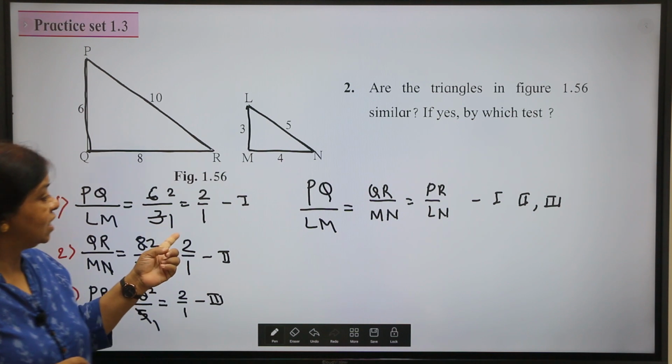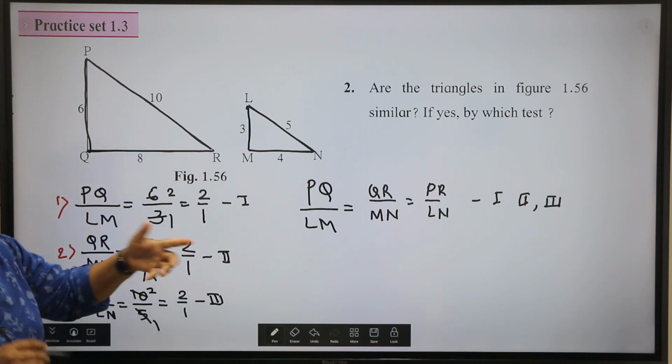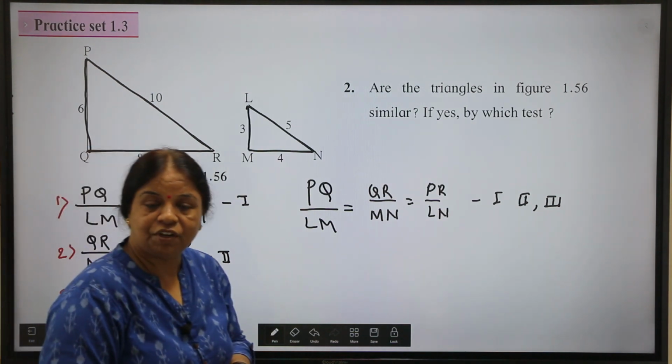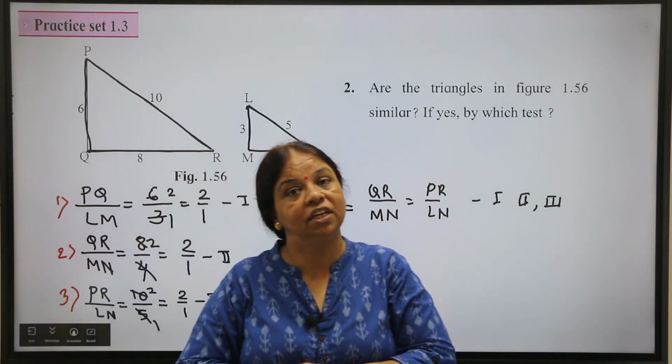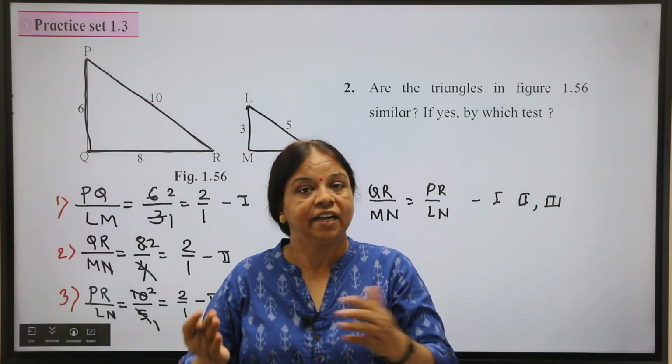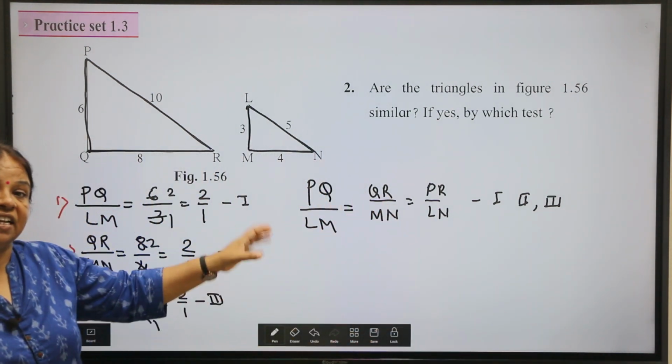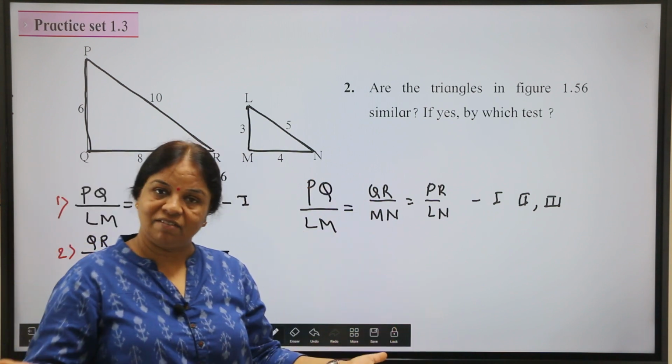If all the three corresponding ratios are equal, then the triangles are similar. See, in the previous question, when two triangles were similar, we wrote the corresponding sides' ratios equal. Now if the corresponding sides' ratios are equal, then the triangles will be similar.